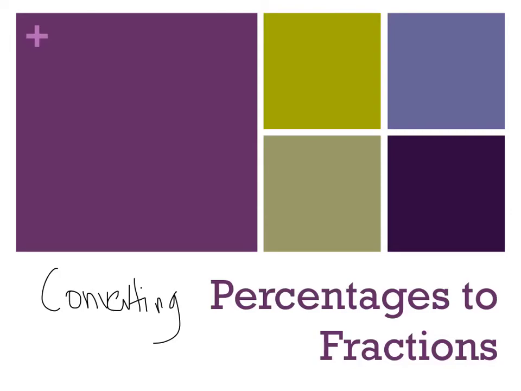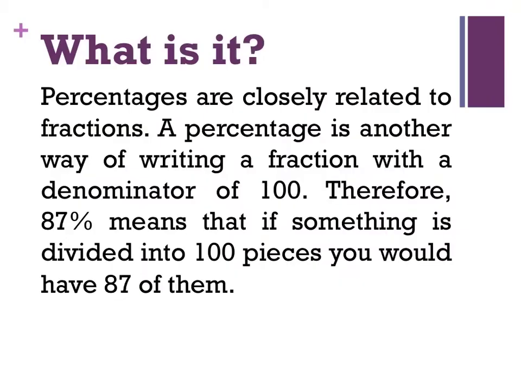So, let's begin. Percentages are closely related to fractions. A percentage is another way of writing a fraction with a denominator of 100. Therefore, 87% means that if you divided something into 100 pieces, you'd have 87 of them, because percent always means out of 100.